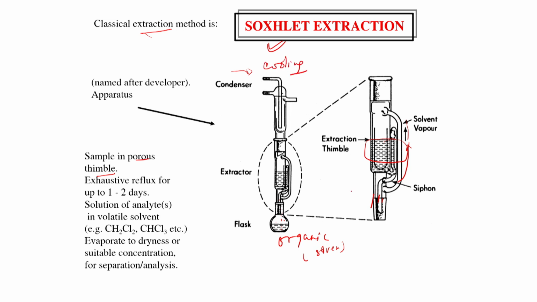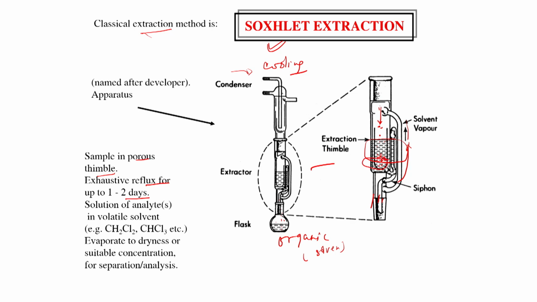So when you are doing cooling, the solvent vapor that is generated here will fall drop by drop onto the sample, and the analytes in the sample start dissolving. You have the sample in the porous thimble, with exhaustive reflux for 1 to 2 days. This is very expensive and very time consuming, because you have the samples and you have to extract from them.